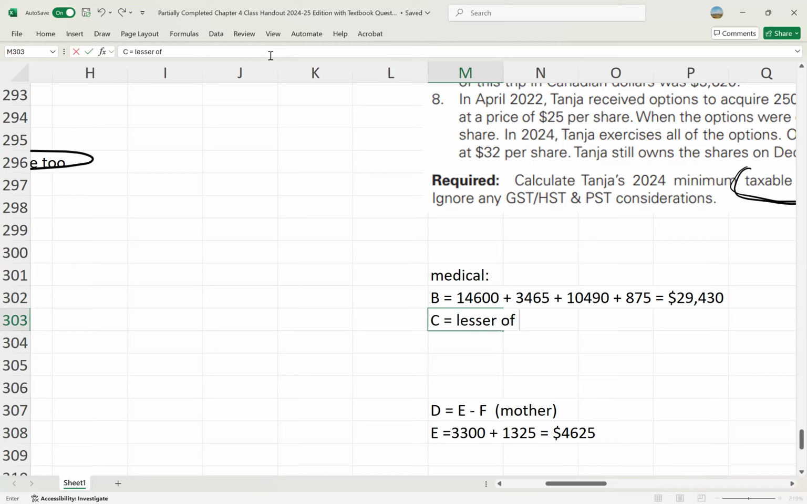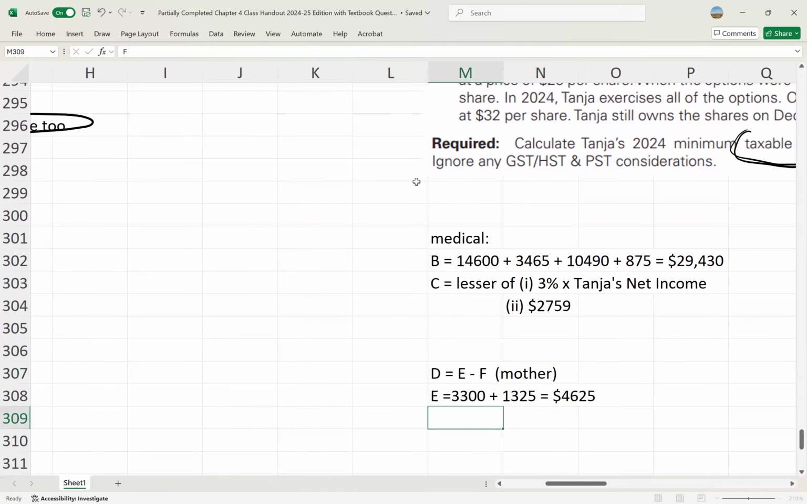Now we'll come back and finish these calculations later, because remember, for the C amount, we need the lesser of 3% of Tanya's net income. And once again, we don't know her net income yet, so we can't figure that out. And remember that second amount was given to us, which was 2,759. The interesting thing about the F amount down here, this is calculated the same way as the C amount. So if we calculate the F amount down here, this is the lesser of 3%.